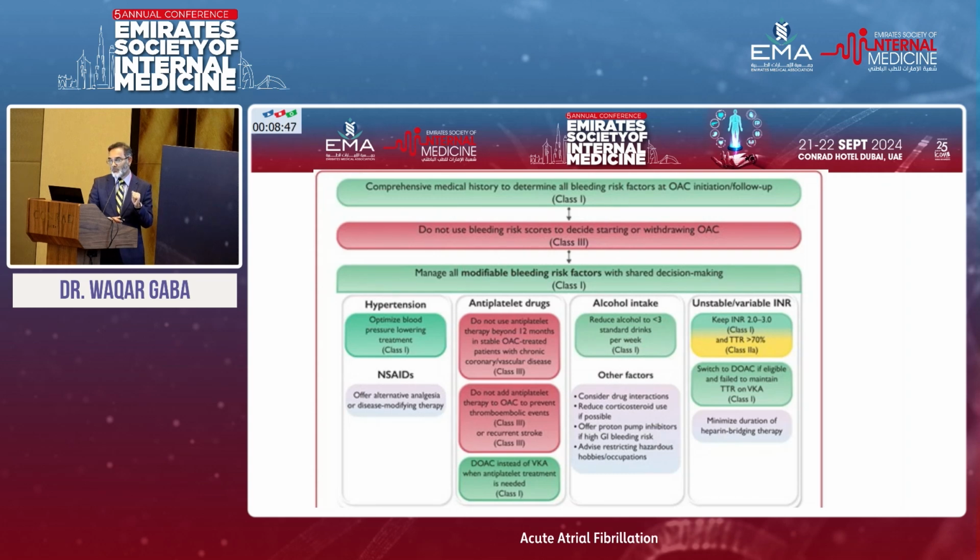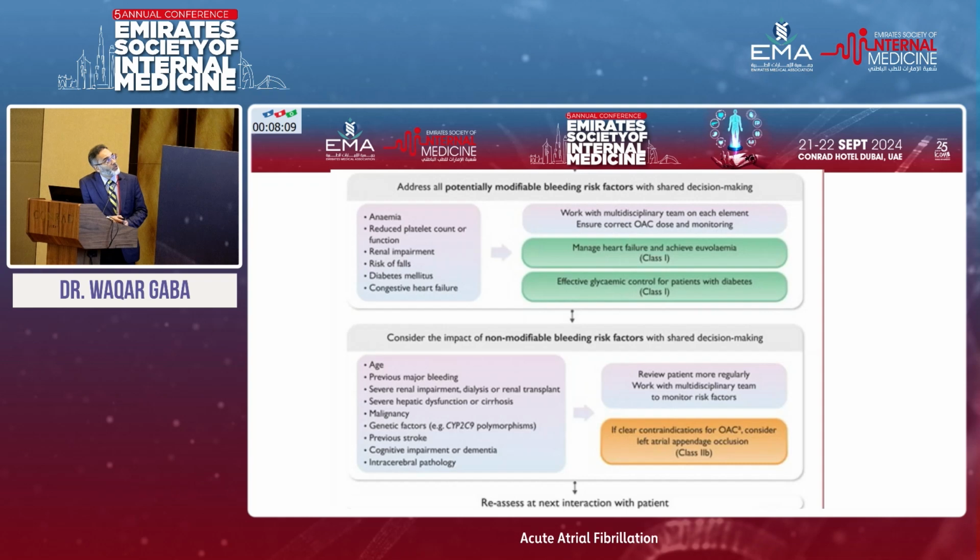Now, how do you manage modifiable bleeding risk factors? These are different things. For instance, if you have a hypertensive patient, you optimize their blood pressure control. If you have somebody who is on NSAIDs, you might find alternatives. If somebody is on antiplatelets, as we'll talk about in the next few slides, you do not give antiplatelets unless there is a good indication. For alcohol intake, you reduce their alcohol intake. If you have an unstable INR, obviously you try to keep the INR between 2 and 3 and TTR more than 70%. If there is a reason you can't do that, you switch to DOAC.